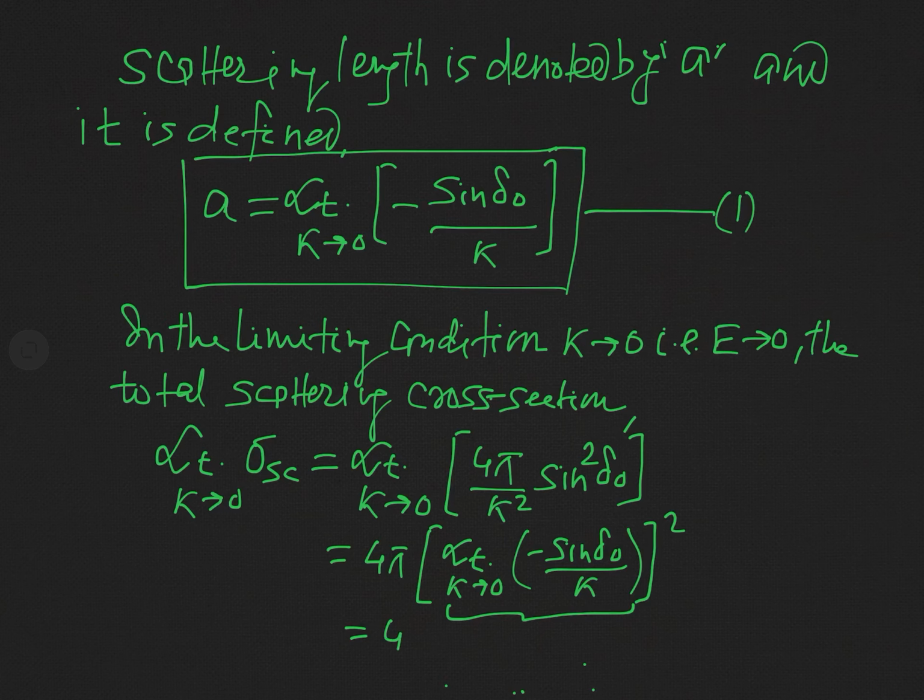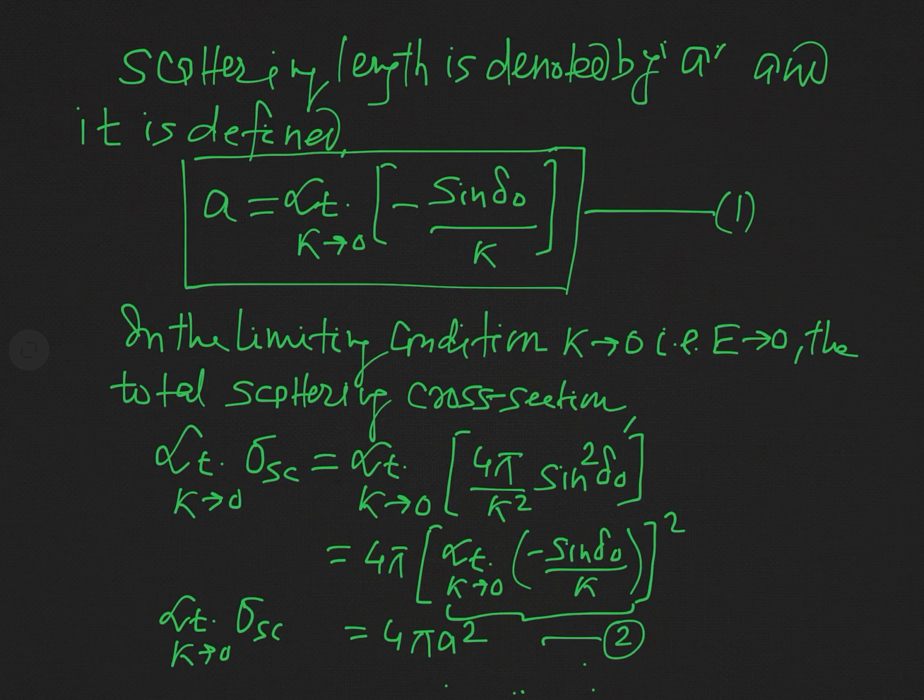And this is A, and so we can write it as 4 pi A square. And so you can see in the limiting condition, when k tends to 0, then the total scattering cross section sigma SC is equal to 4 pi A square. Let us say this is equation 2. This is in fact a most important equation.